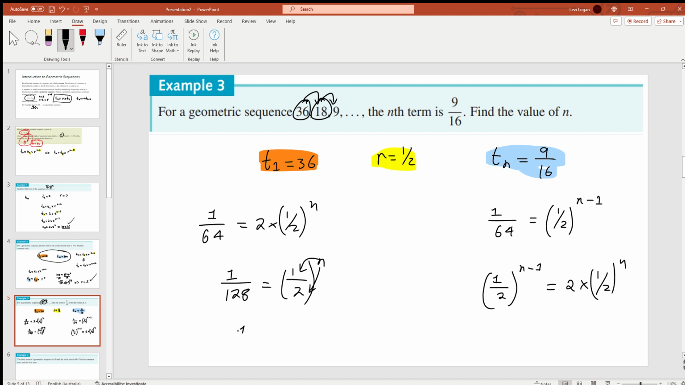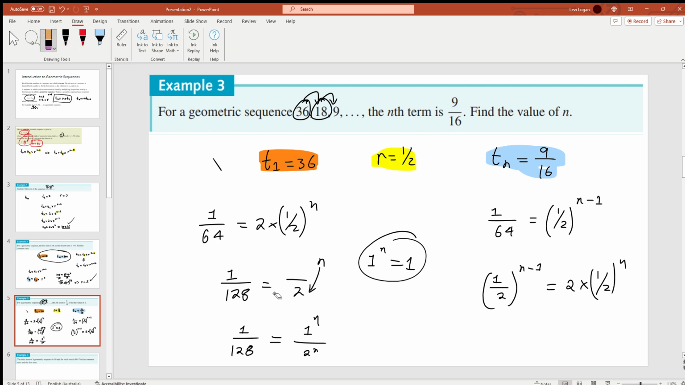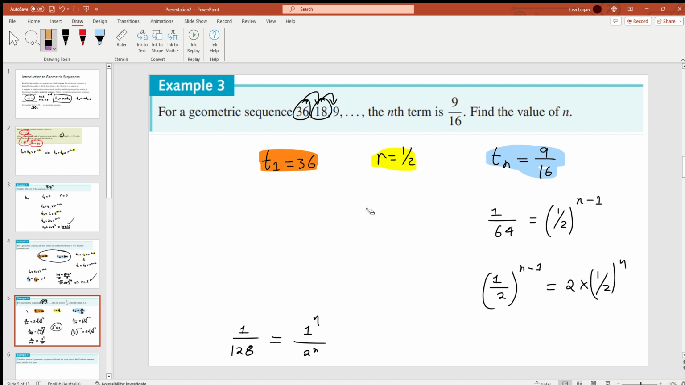So I'll have 1 on 128 gives me 1 to the power of n over 2 to the power of n. 1 to the power of n is just 1, no matter what value of n you put in there. You could put in a million, a trillion, it doesn't matter, it will always be 1. So we can just simplify that top bit. So I'm going to rub this stuff out. So I'll have 1 on 128 equals 1 on 2 to the n.